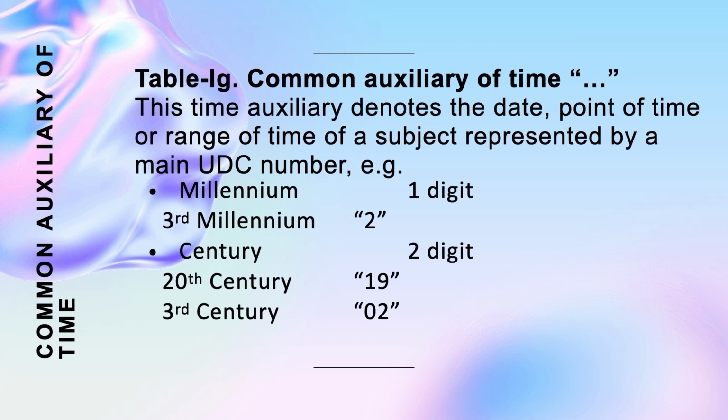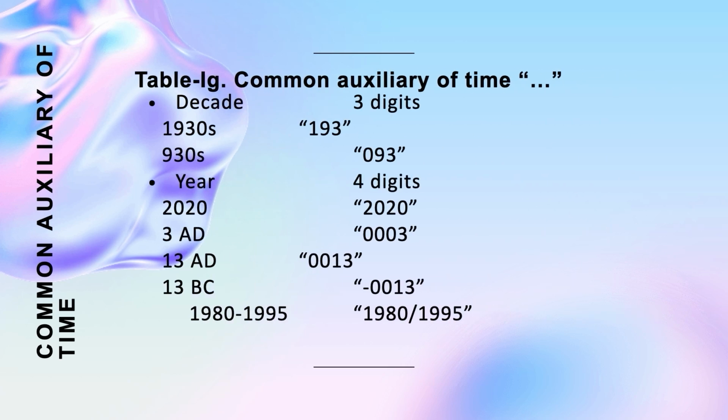In case of millennium, we mainly use one digit. So, the third millennium will be 2 within double quotation marks. In case of century, we will use 2 digits, that is the 20th century, 19, within double quotation marks. In case of the third century, we will use 02 within double quotation marks. In case of decade, we will use 3 digits. So, for the 1930s we will use 193 within double quotation marks, and for the 930s, that is 093 within double quotation marks.